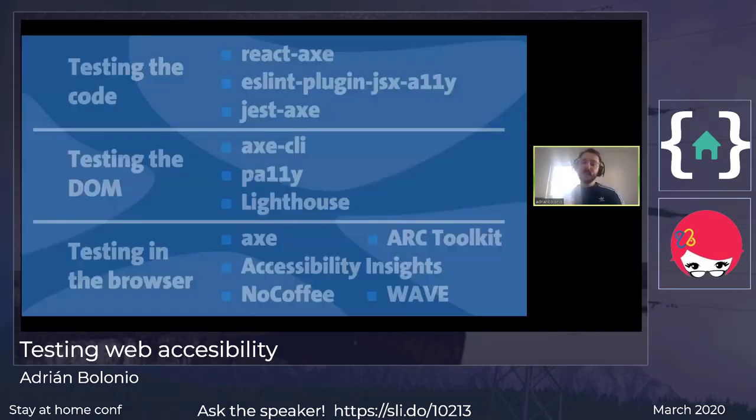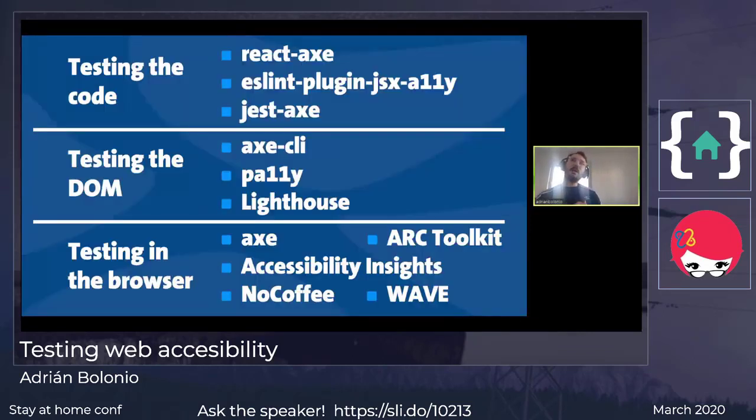So those are the tools that I showed you today, a bit on how they work. I think the important thing for you is to know that they exist, that they are open source, they are free, and that you can play around with them, because they are really important in testing that your website is accessible.